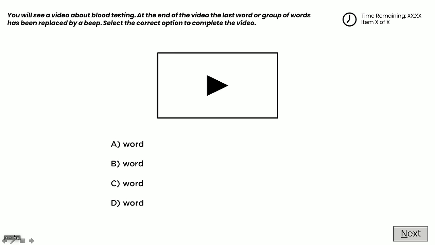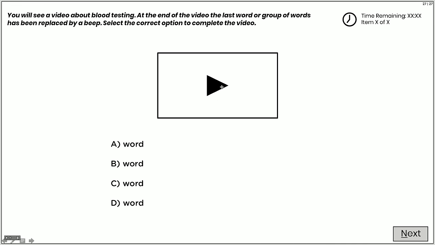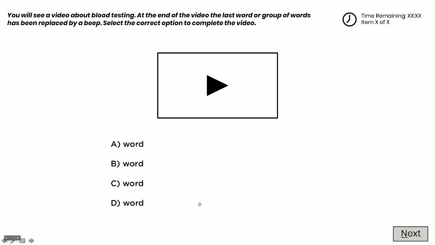This one's called select missing word. It's practically a multiple choice question. What happens is at the end of the video or audio, right at the end, the last word or phrase will be replaced by a beeping sound, and you need to anticipate what the speaker was going to say and go, aha, it was that one, for example.